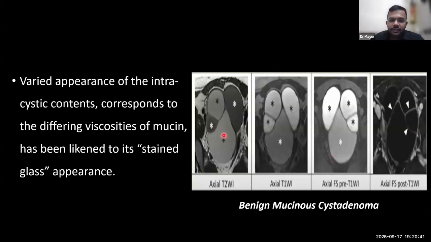The image on the right is an example of a cystic lesion which is multilocular on T2 and T1 weighted images. Each locule, as we can see, has a different signal intensity, and this difference in signal intensity is due to the different viscosities of mucin within these locules. This appearance has been termed the stained glass appearance because of its similarity to stained glass. The brightness on T1 weighted images is not showing any signal suppression on FATSAT images. Subtracted T1 weighted images show smooth enhancement of septae and the walls. This is a benign mucinous cystadenoma.